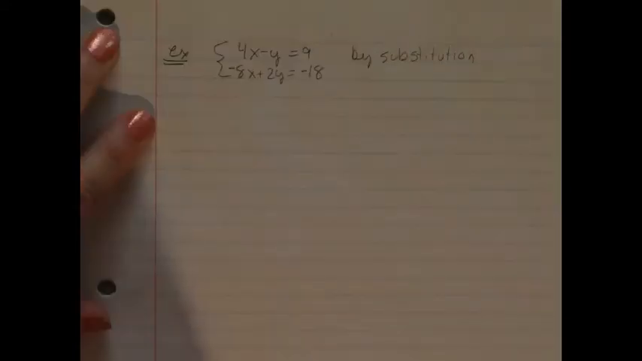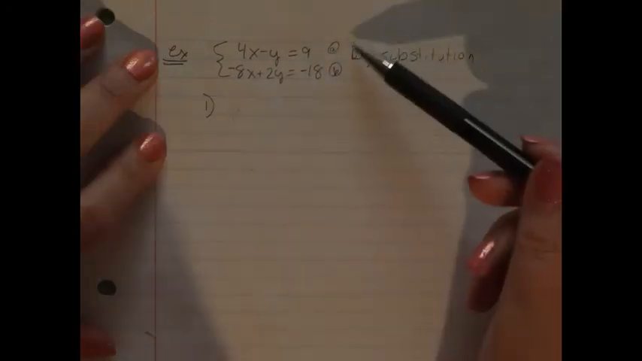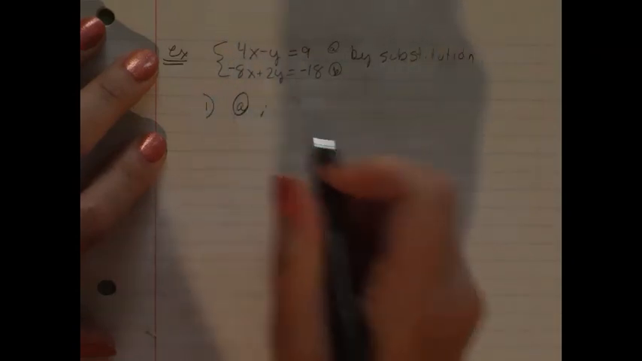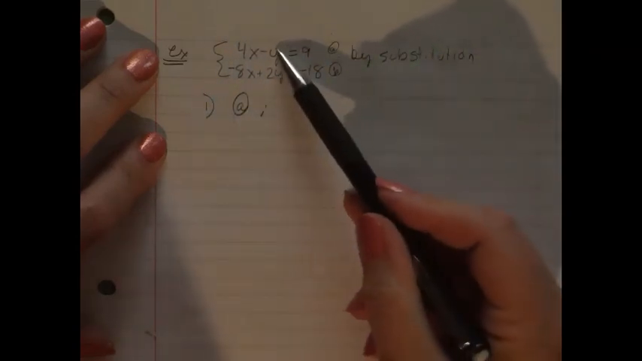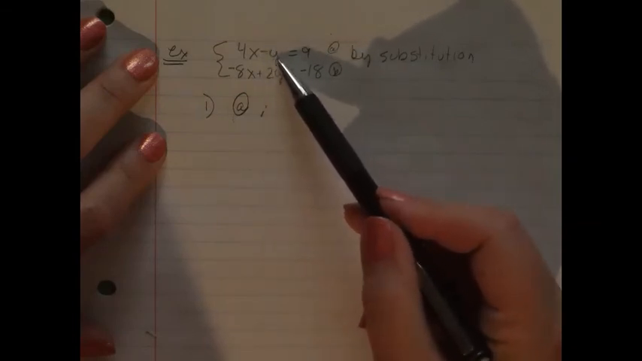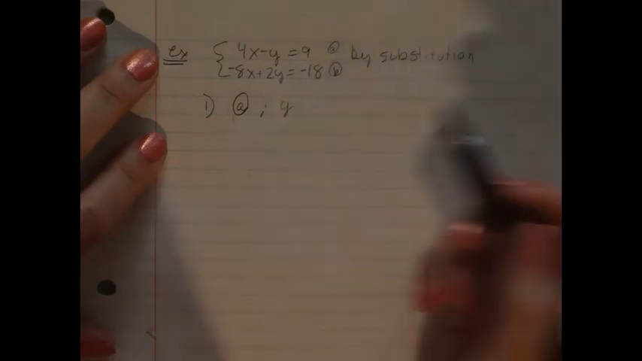All right, we have a new example. We have 4x minus y equals 9, negative 8x plus 2y equals negative 18, and we want to solve this by substitution. One more time, I like denoting mine by equation A and equation B. I'm going to choose equation A. I'm choosing equation A because there is a negative 1 in front, and it's a lot easier to deal with changing of a sign. And I'm going to solve for y.